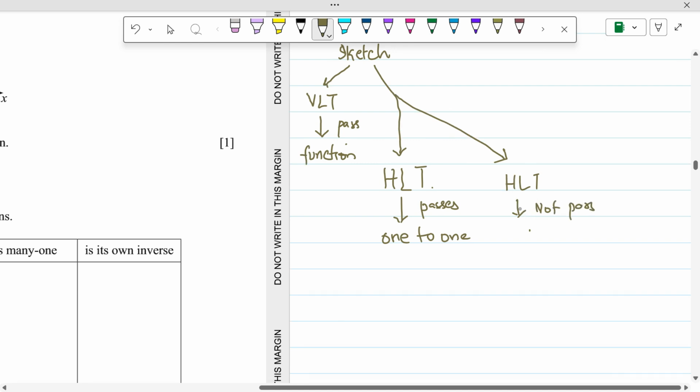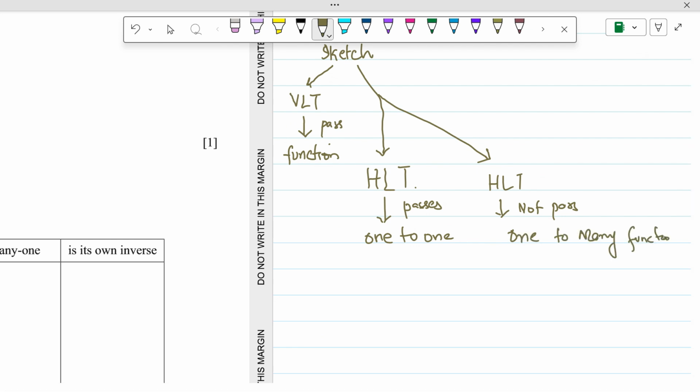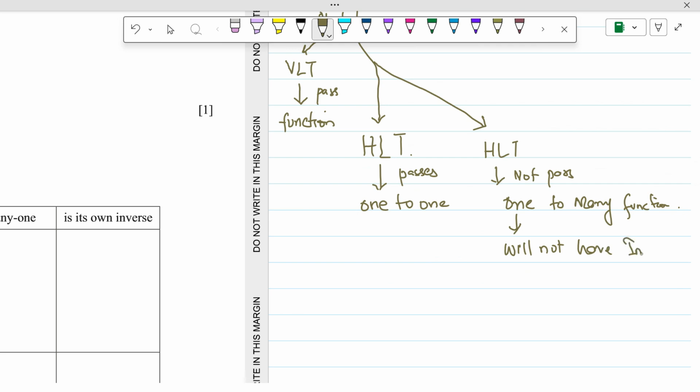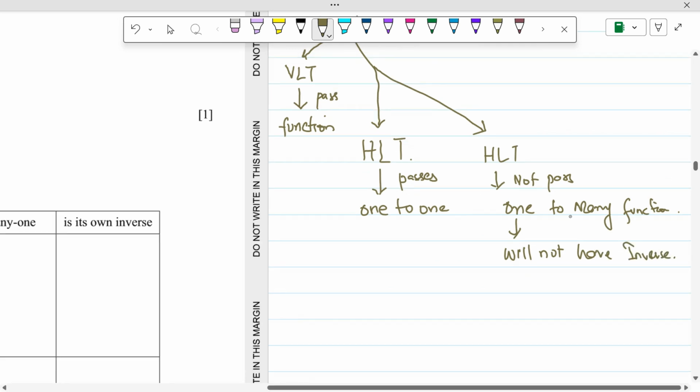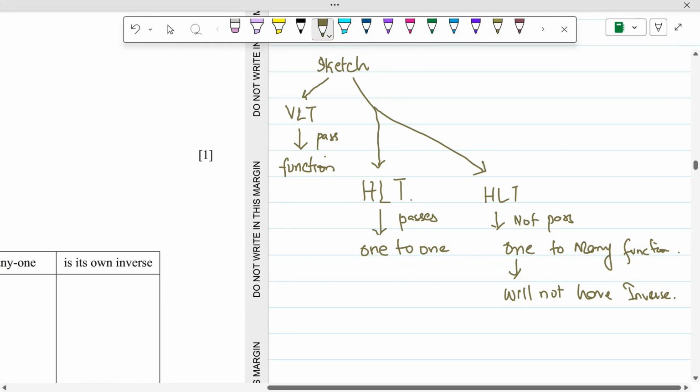So the function which satisfies the vertical line test but does not pass the horizontal line test is a many-to-one function, and that function will not have an inverse. To have an inverse function, a sketch should satisfy both the vertical line test and the horizontal line test.